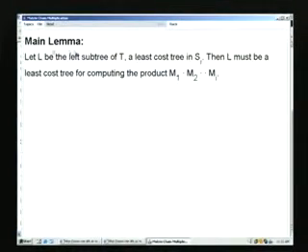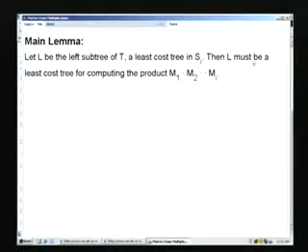Now, here is the main property of T that we are going to use, and it is actually a fairly natural property. So, the main lemma that we are going to prove is this. Let L be the left subtree of T, which is a least cost tree in Si. I am saying a and not the least cost tree, because there could be several least cost trees. So, T is just a least cost tree in our subspace Si, and L is its left subtree.